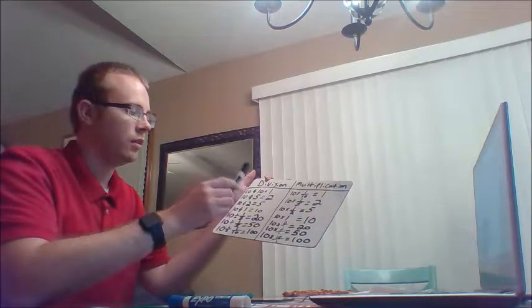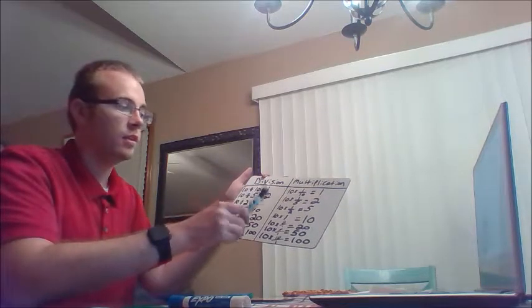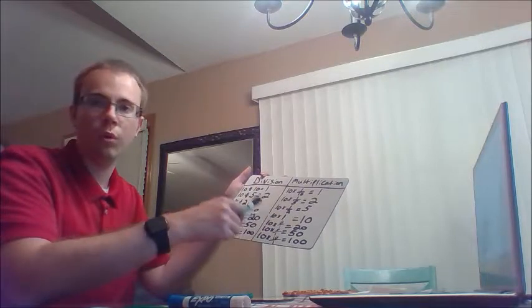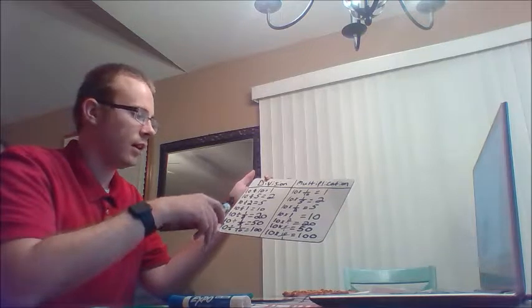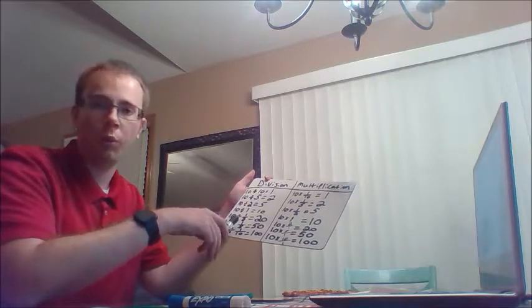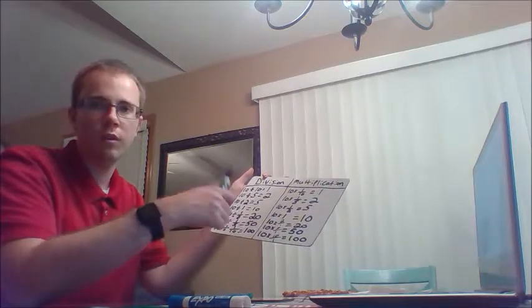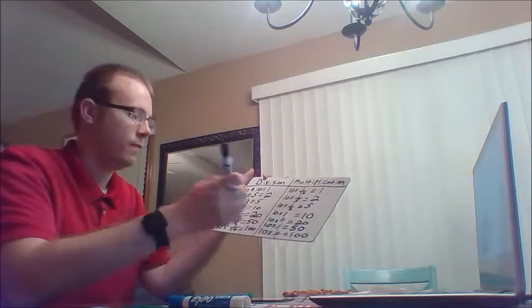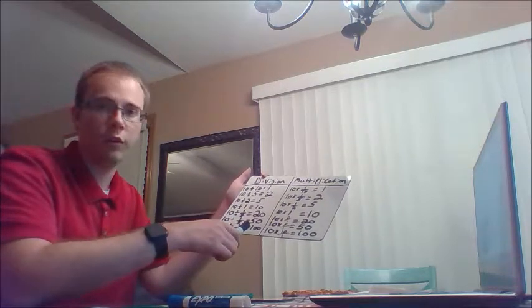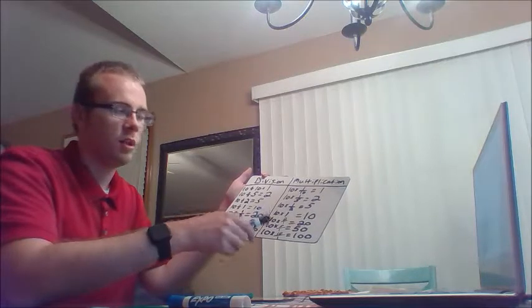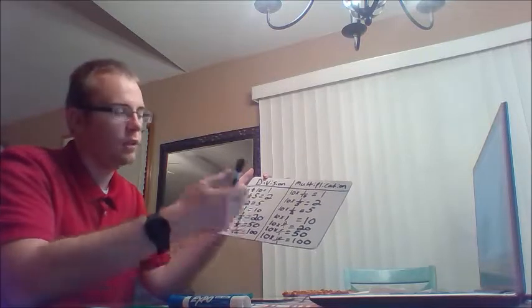10 divided by 1/2 equals 20. 10 times 2, or 2 over 1, equals 20. 10 divided by 1/5 equals 50. 10 times 5, or 5 over 1, equals 50. 10 divided by 1/10 equals 100. 10 times 10, or 10 over 1, equals 100.